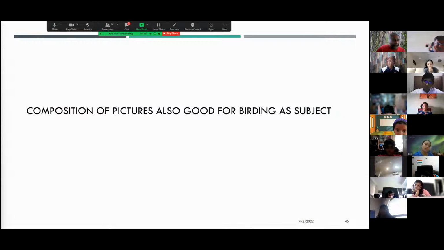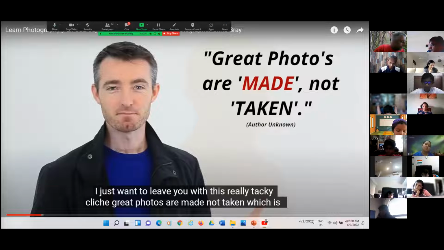I think he's already explained that. Okay, composition of pictures is also good for birding as a subject. Great photos are made, not taken. So composition is very important. What do I mean by composition?